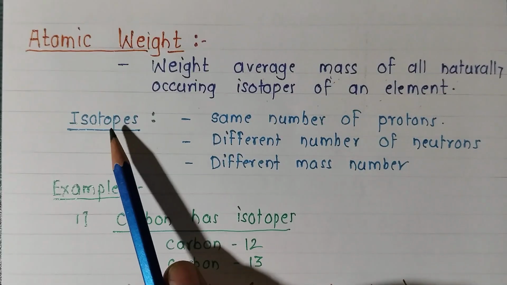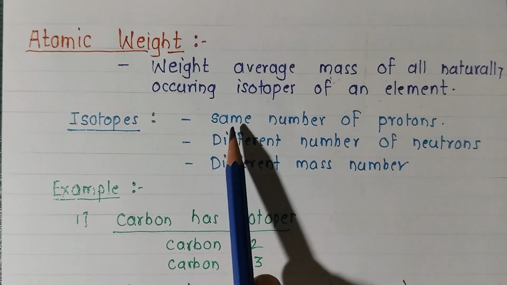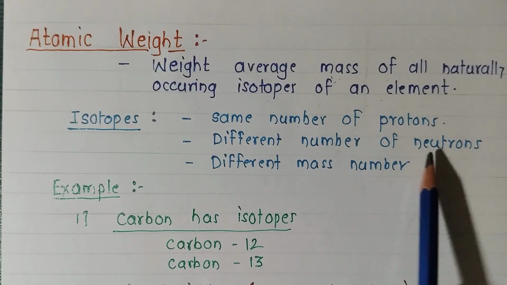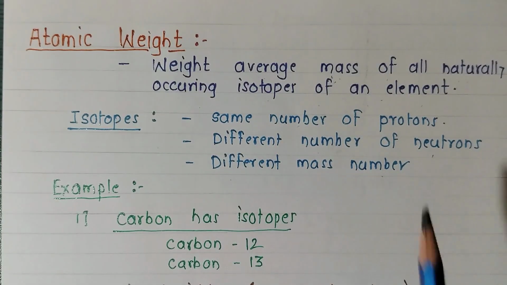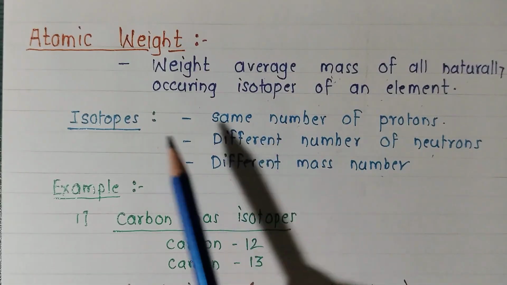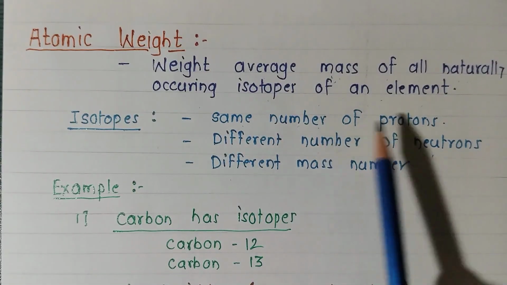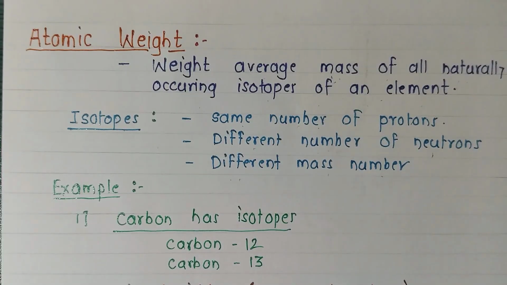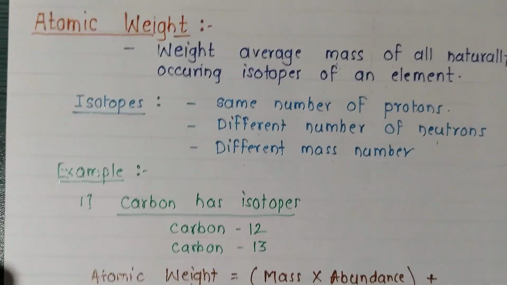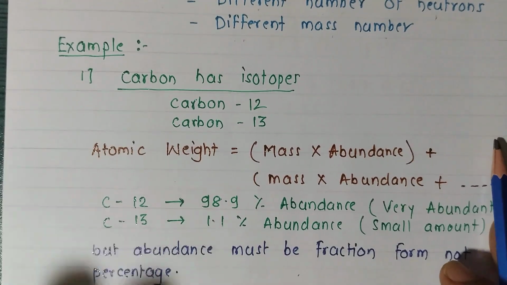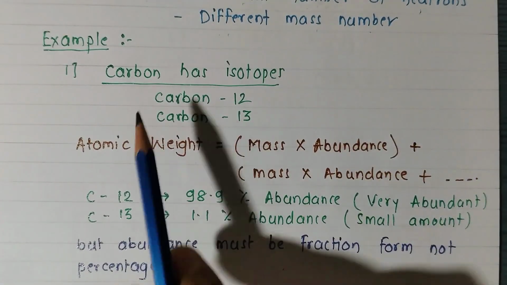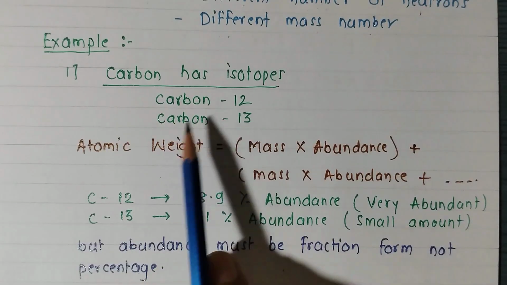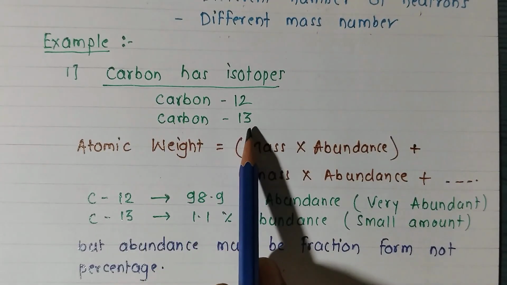What is meant by isotopes? Isotopes have the same number of protons but a different number of neutrons, or different mass numbers. How can we understand this? Let's take the example of carbon. Carbon has isotopes, that is carbon 12 and carbon 13.